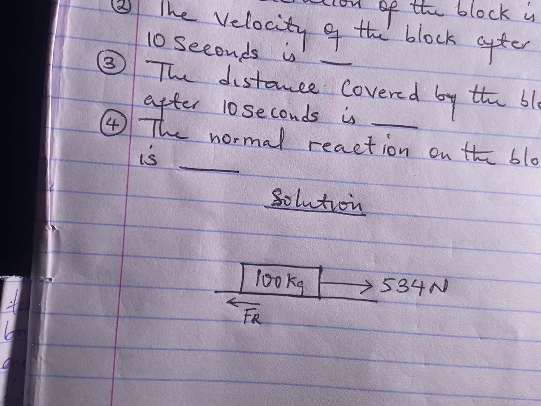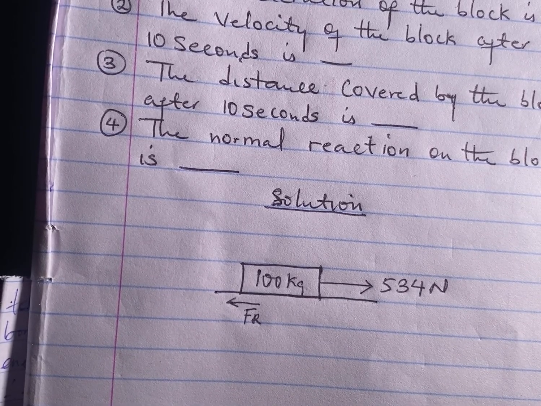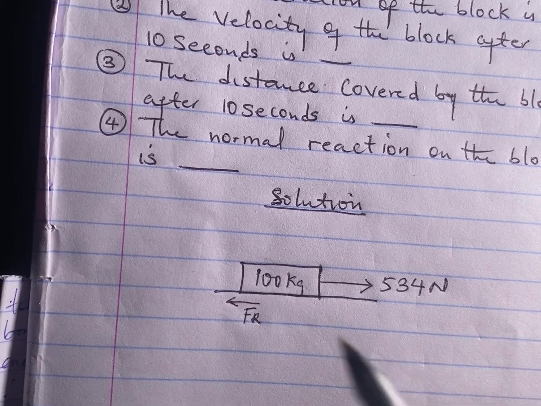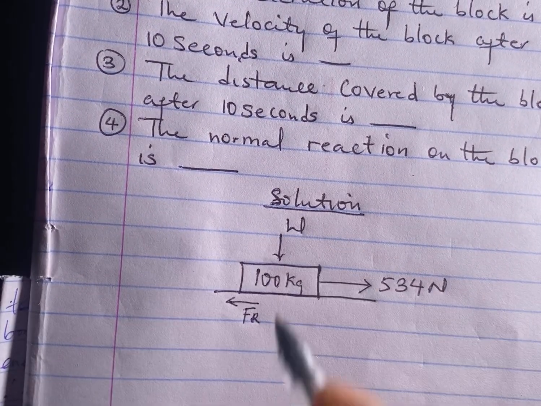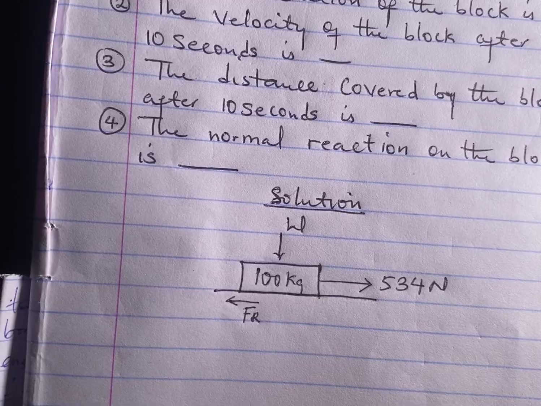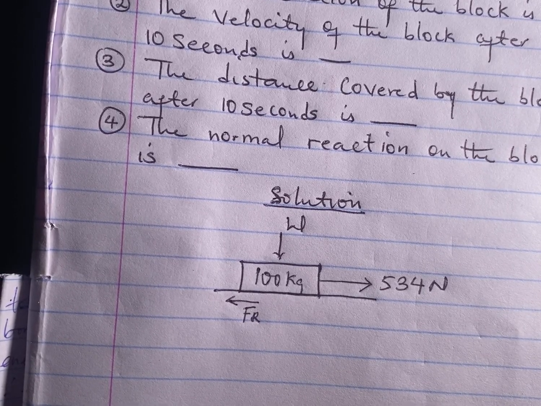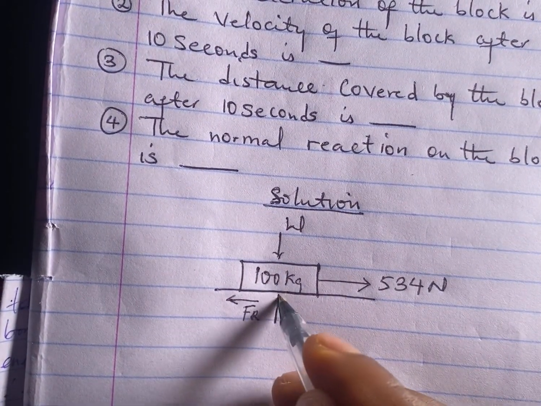Now, if you want to analyze the forces on this block, in the y-axis, this block has a weight. Remember, the weight is what is pulling this block down. So the weight acts like this. And then from Newton's third law of motion, for every action there is an equal and opposite reaction. So as the weight is pulling it down, there is a normal reaction here. We call it N.